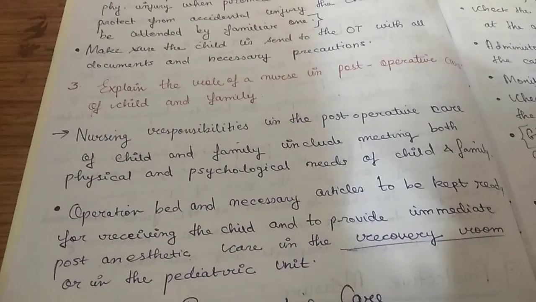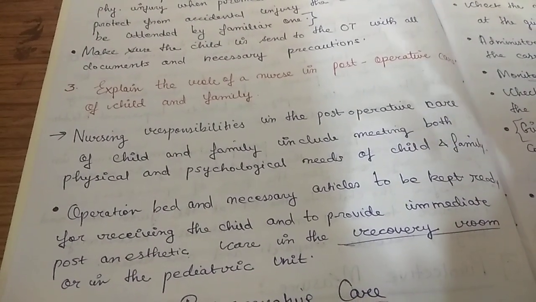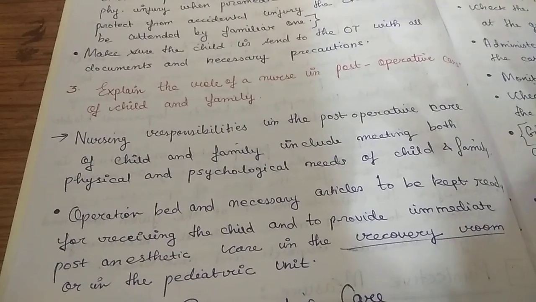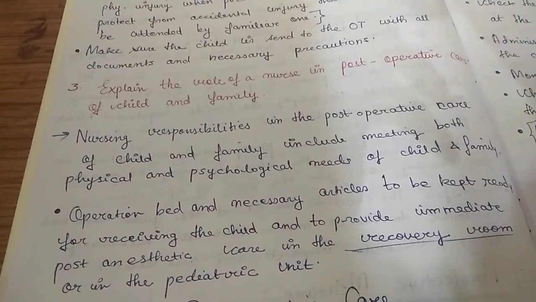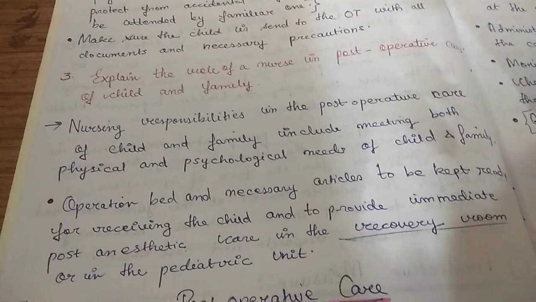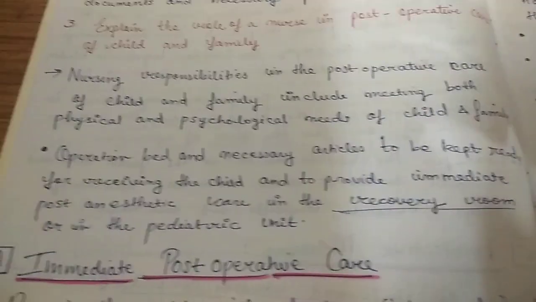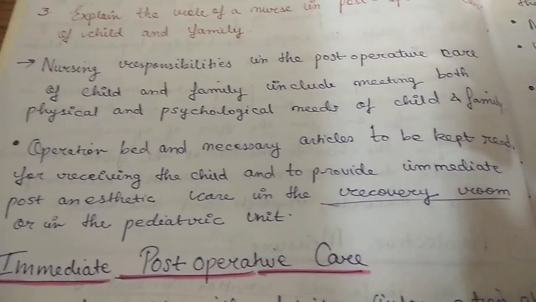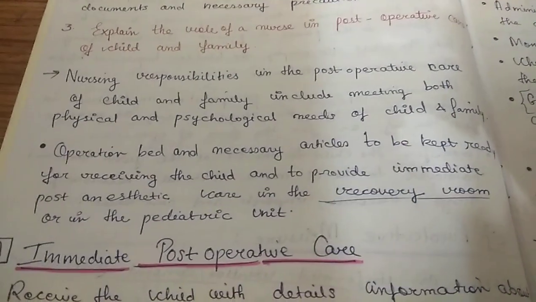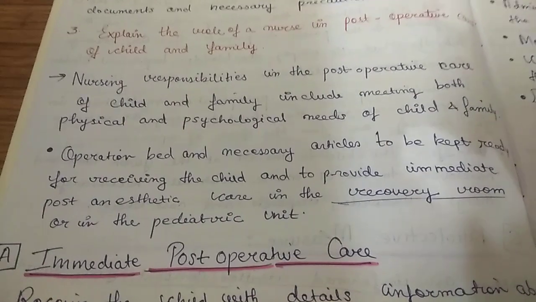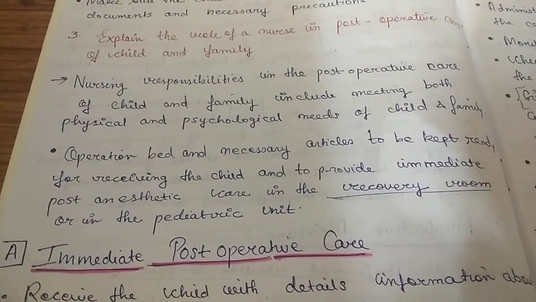That is, nursing responsibility in the post-operative care of child and family includes meeting both physical and psychological needs of a child, and the operation bed and necessary articles to be kept ready for receiving the child, and to provide immediate post anesthetic care in the recovery room or in the pediatric unit.